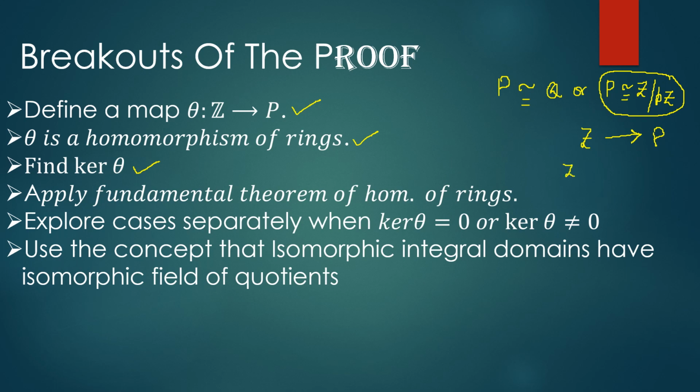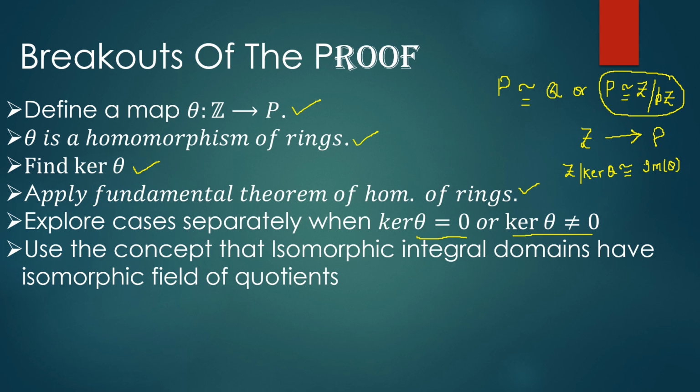and if you find the kernel of the map, then the fundamental theorem says that Z/ker θ is isomorphic to the image of θ. Okay, so this will be the important step using the fundamental theorem of homomorphism. After finding out the kernel, you have to discuss two cases separately, that the kernel is 0 or non-zero. According to these two cases, you will get the two different choices. First we will discuss when ker θ is 0 and when ker θ is non-zero.